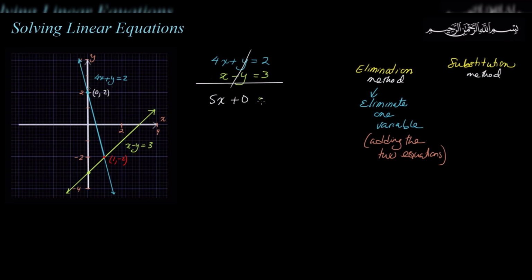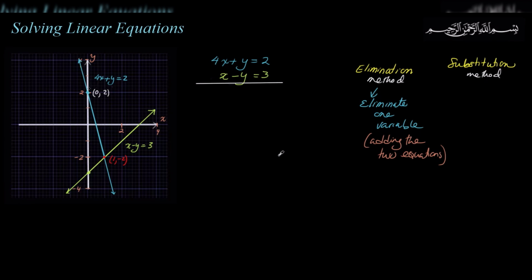And then you have 2 plus 3 is 5. So you have 5x is equal to 5, and then you can solve for x, and x is equal to 1. So that's what it means to eliminate. The elimination method really means to eliminate one of the variables by adding the two equations.